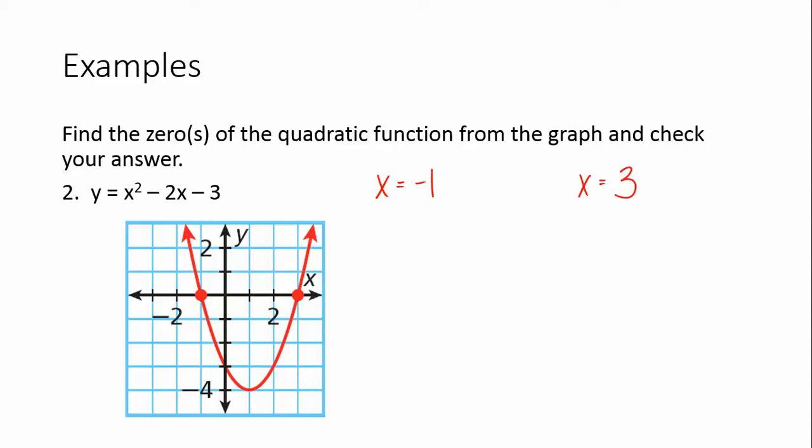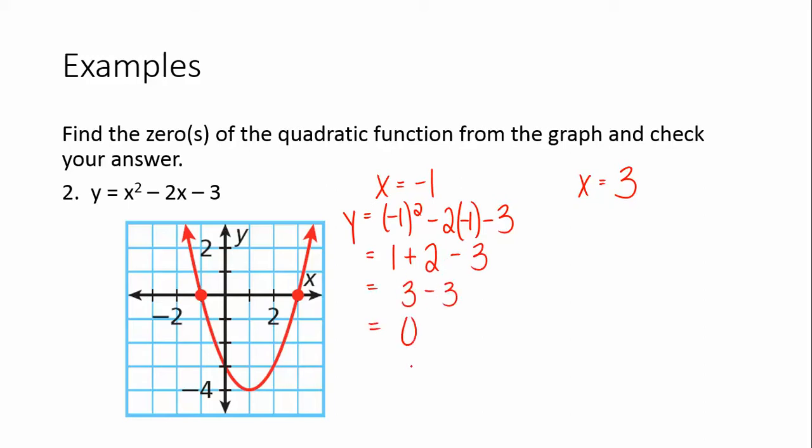And we want to again check our answer, so we're going to plug the -1 in first. That's -1 squared minus 2 times -1 minus 3. Just watch your signs here. That's 1 plus 2 minus 3. 1 plus 2 is 3. 3 minus 3 is 0. So the first zero of -1 is correct.